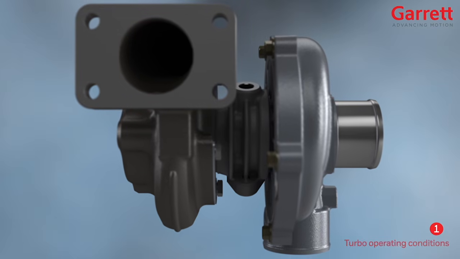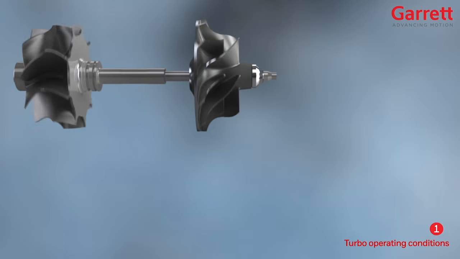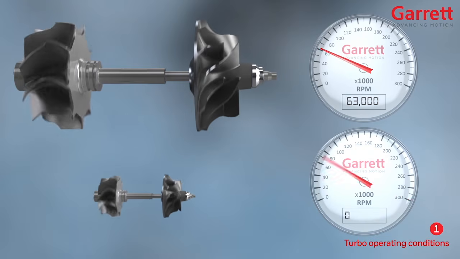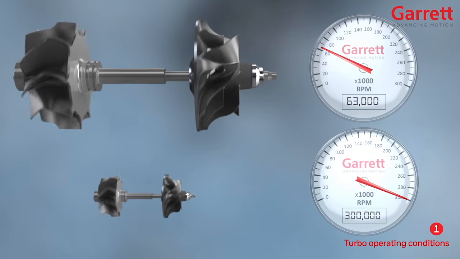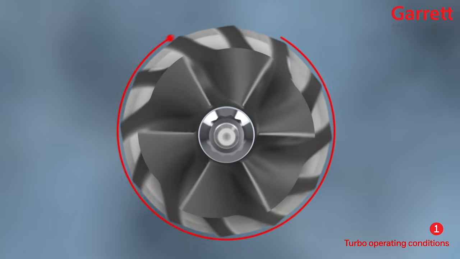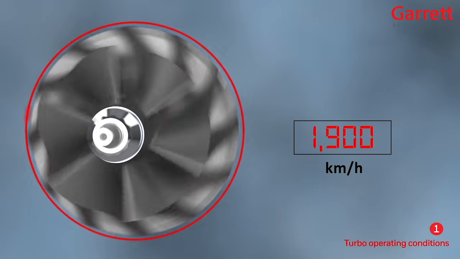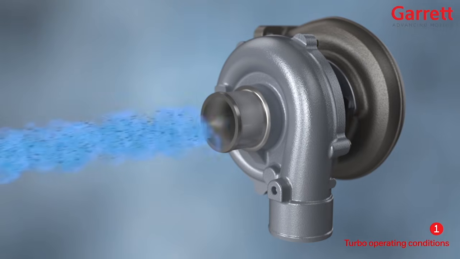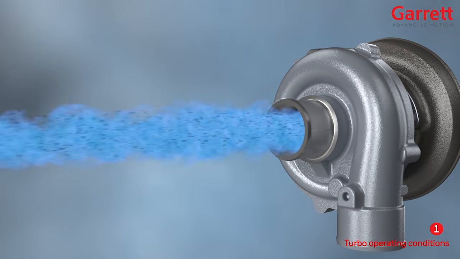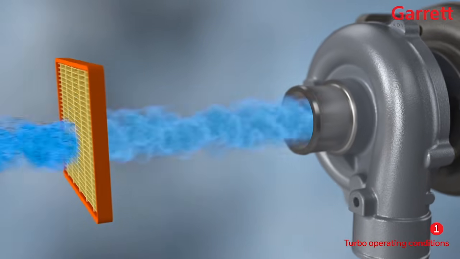The turbocharger runs at extremely high speeds for maximum efficiency. Our very largest turbo spins at up to 63,000 RPM, and the smallest rotate at more than 300,000 RPM. If we consider one point on the circumference of the wheel, when operating at full speed, that point is traveling at over 1,900 kilometers per hour. This high speed of operation is why it is so important that the air is properly filtered before it enters the compressor, to avoid the possibility of foreign objects entering and causing catastrophic damage.